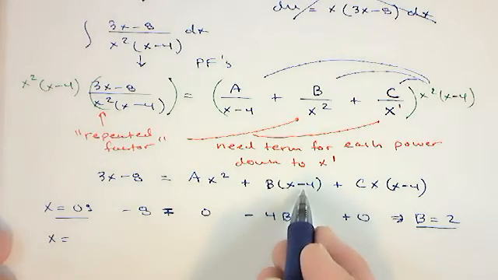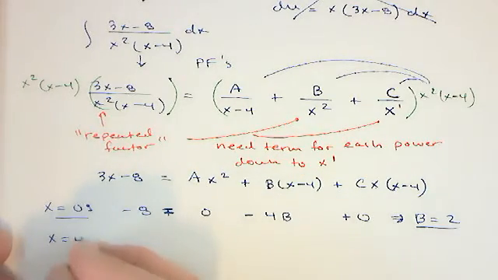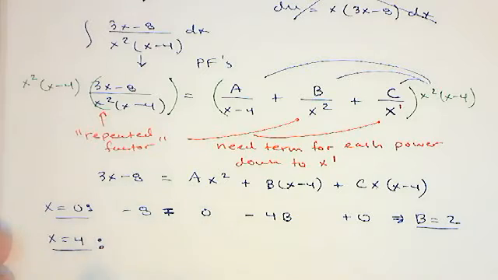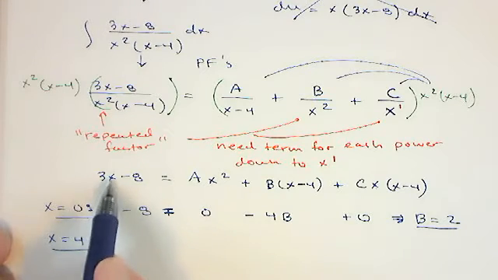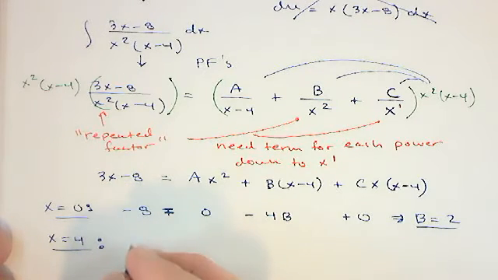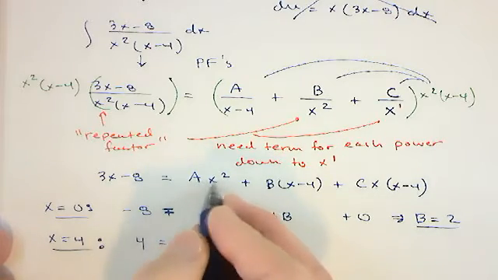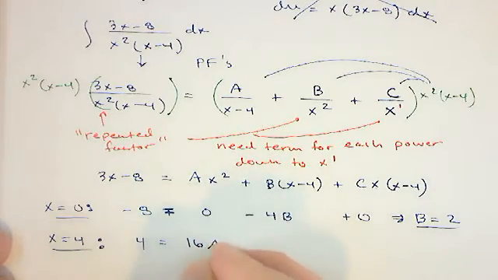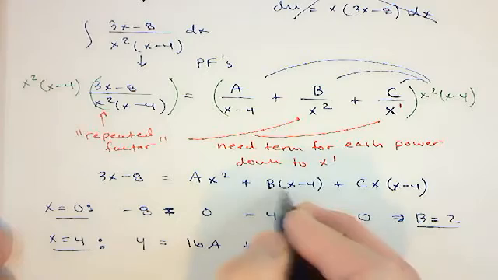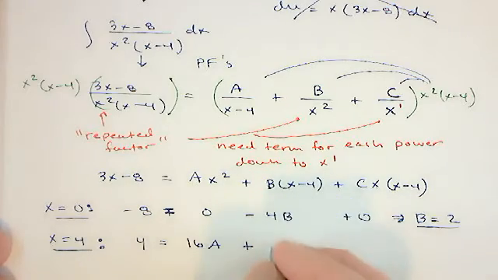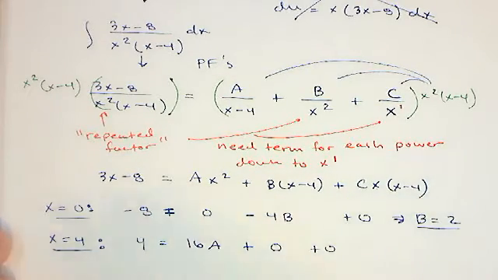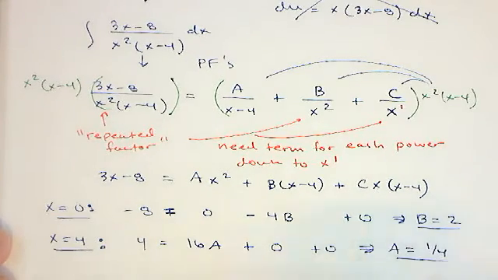Another nice number I could plug in is 4. 3 times 4 minus 8 would give me 12 minus 8, which is 4. A times 4 squared is 16A. That would be 0 because it's 4 minus 4. And this would be 0. So I have 4 equals 16A. A is equal to 1/4.